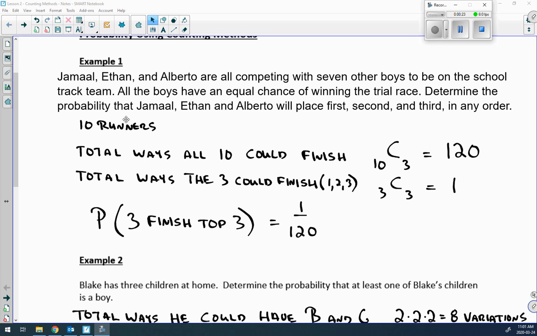Okay, so in total we have 10 runners. The total ways that all 10 could finish would be 10 choose 3. So that's 120 ways. And the total ways that the 3 could finish first, second, and third is 3 choose 3, which is 1. So the probability that the 3 finish in the top 3 is 1 out of 120, or 1 over 120.